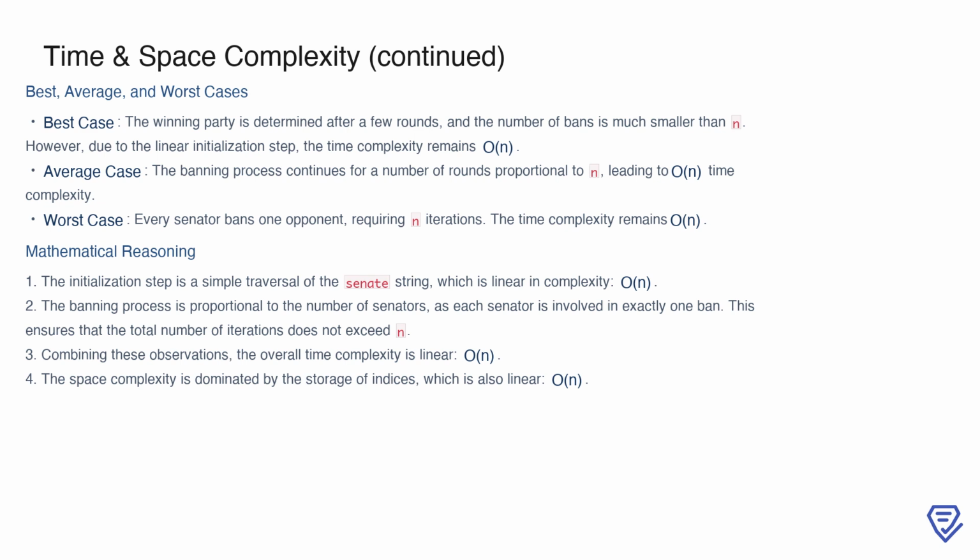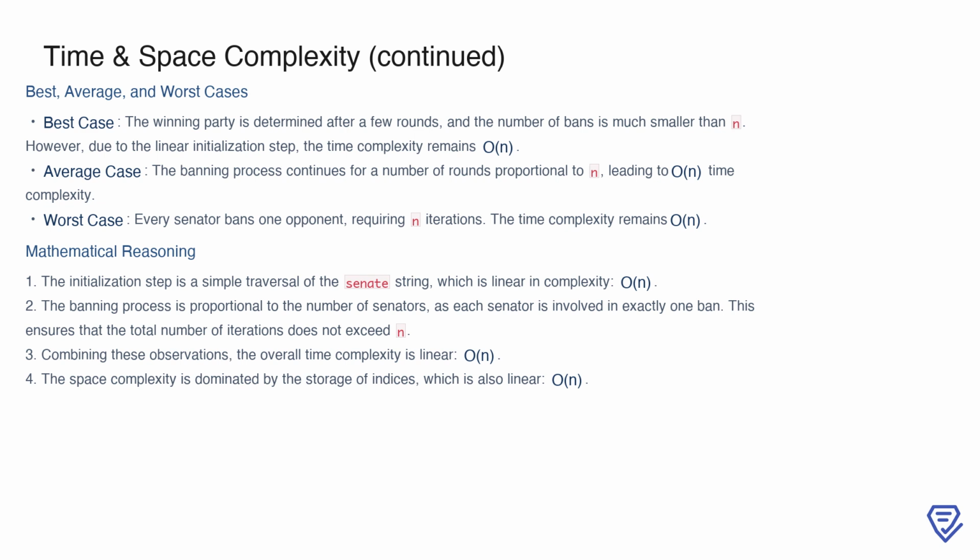In the best case, the winning party is determined quickly after just a few rounds, and the number of bans is much smaller than n. However, since the initialization step still requires traversing the entire senate string, the time complexity remains O(n).